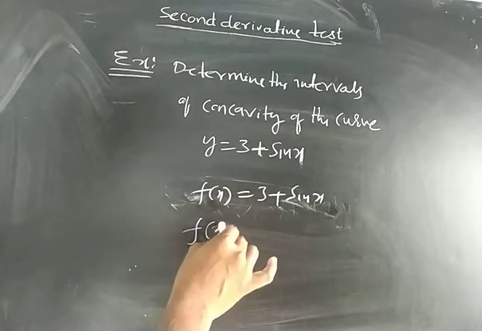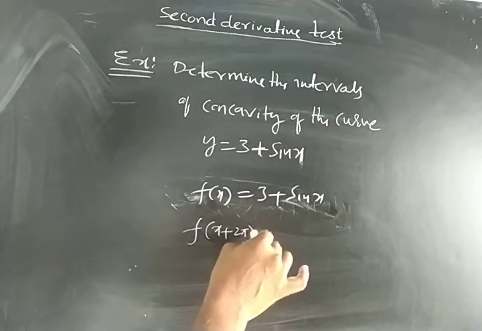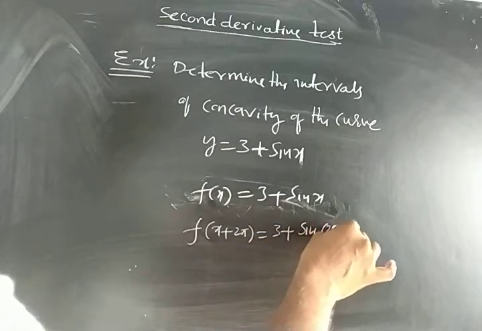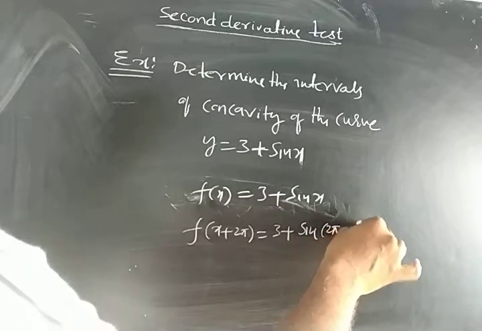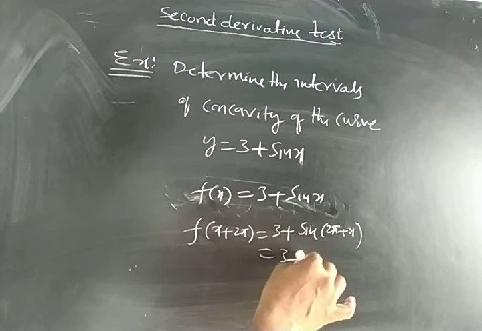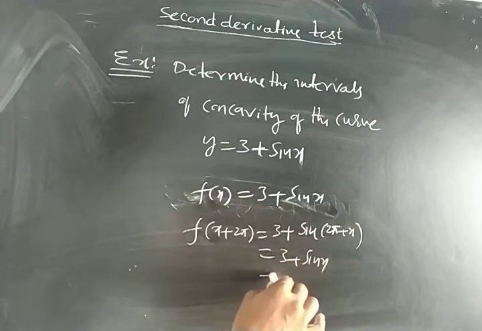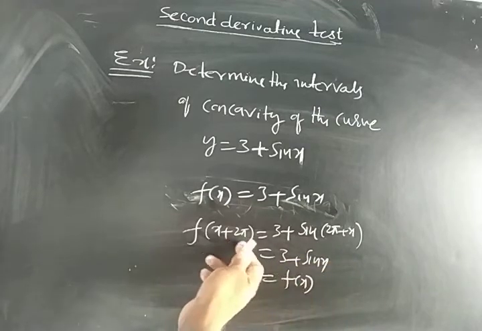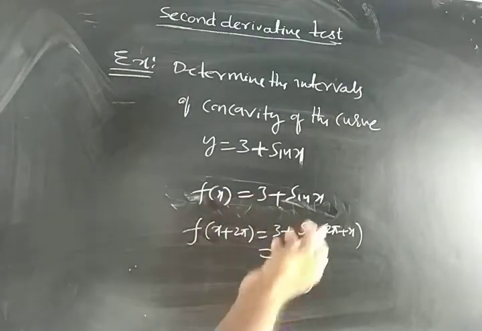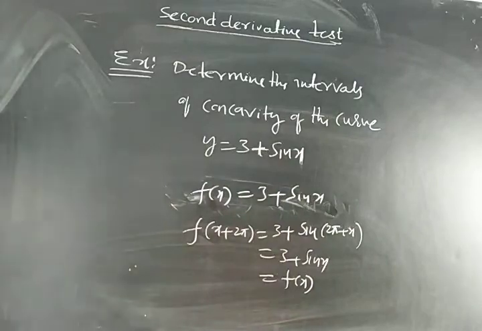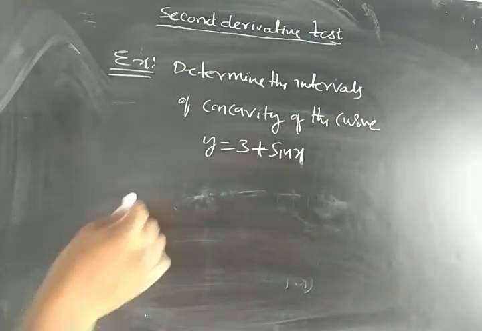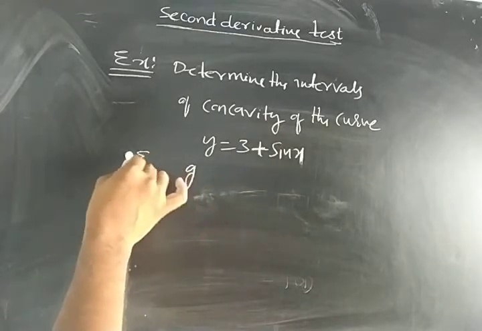Suppose I substitute x plus 2 pi here, then what will you get? 3 plus sin of 2 pi plus x. 2 pi plus x, 360 plus theta, means again you get 3 plus sin x, which is f of x. So by adding 2 pi the function does not change, you get the same function. So 2 pi is the period of this function. Now write down the solution.